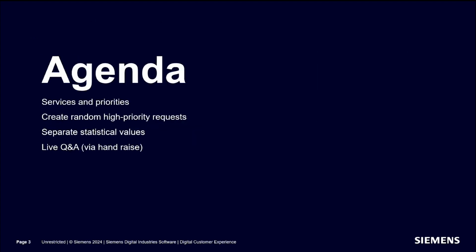Now, for today's topic, the 3 big steps for the random worker behavior are services and priorities, creating random high priority requests, and separating statistical values. Of course, we are live at this moment. Stefan will be doing the tutorial live, and then there will be opportunity for live Q&A at the end of his tutorial. That is all for my introduction, and Stefan, I'll hand it over to you.